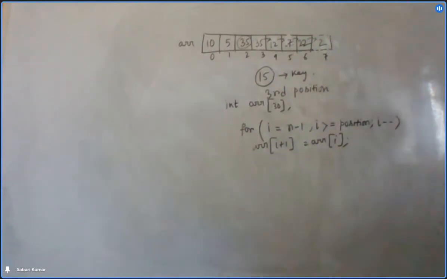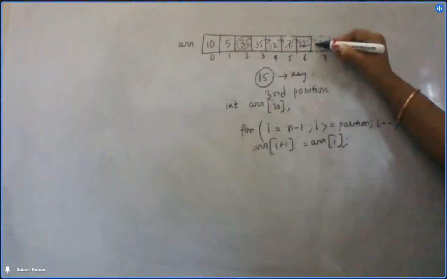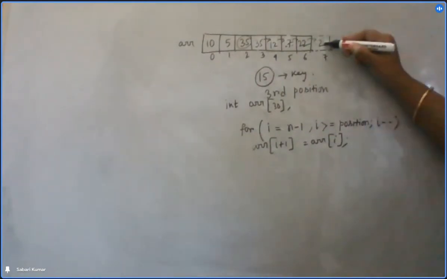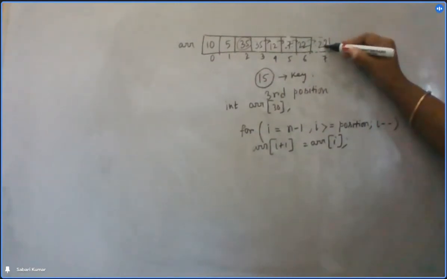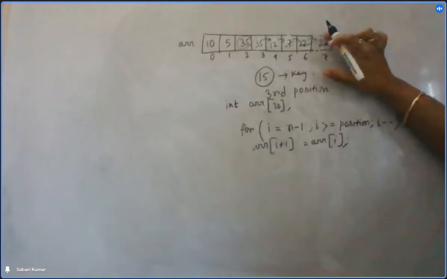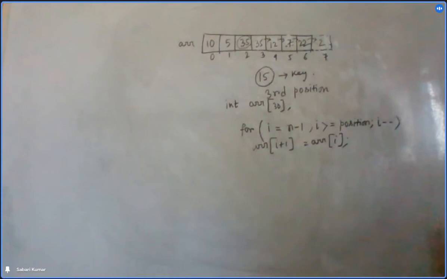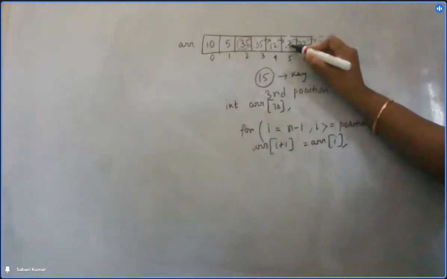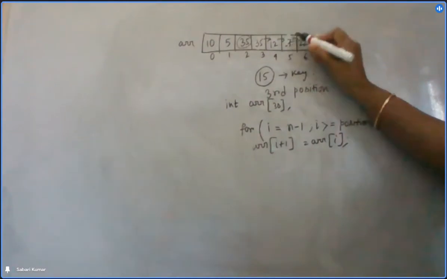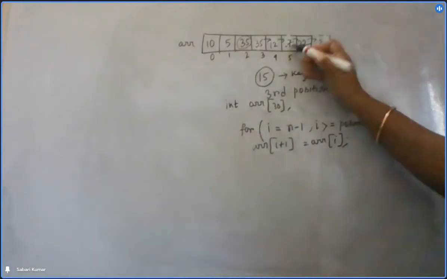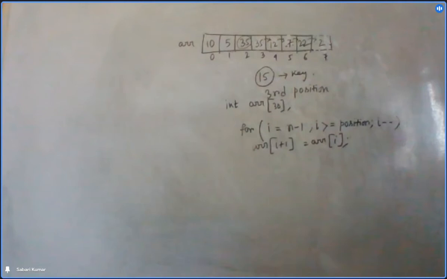N value is 7. So in this index, which value will be copied? The previous value will be copied in this index. So 22 will be, the 2 that was before, that 2 will be copied in this particular index. When two copies of the same number are there, then you can easily modify this copy with the previous value. So that previous value will be inserted in the next position. That's why arr of i plus 1 is equal to arr of i.